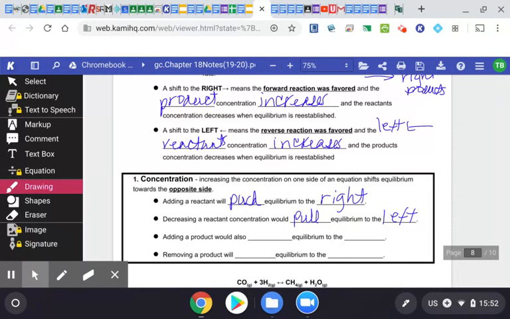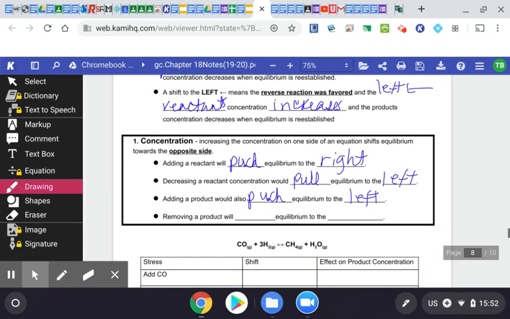Now, if I add a product, it's going to push it to the opposite direction. It's going to push equilibrium to the left. And if I remove a product, it's going to want to make up for that, and it's going to pull equilibrium to the same side. So it's going to pull it to the right-hand side of the reaction.